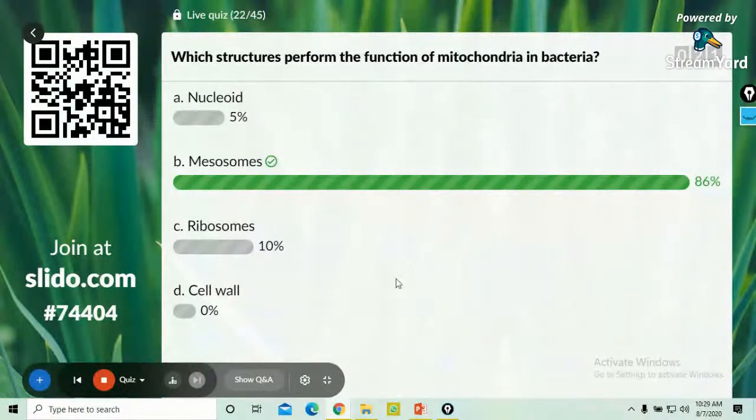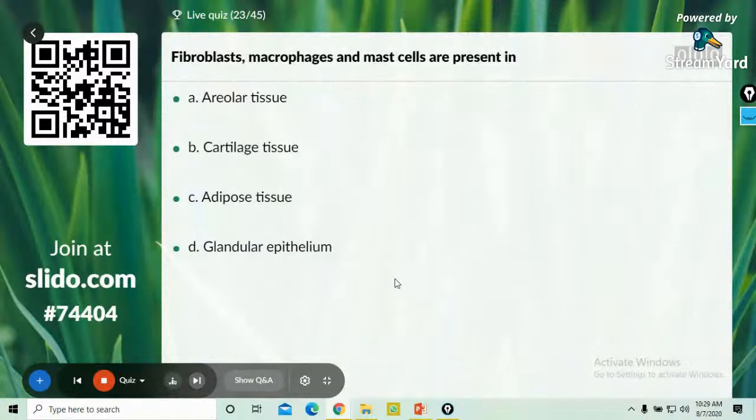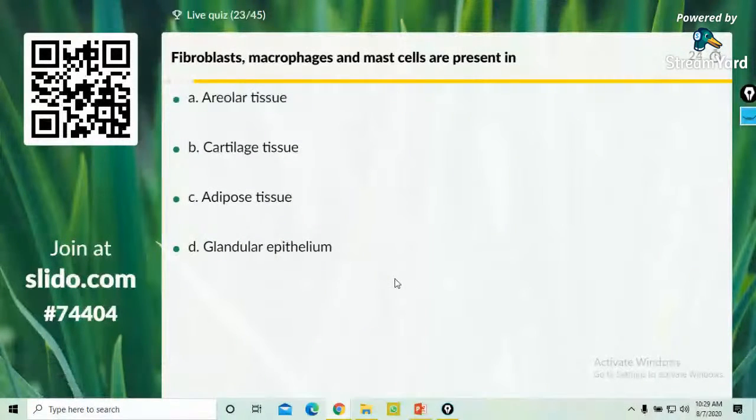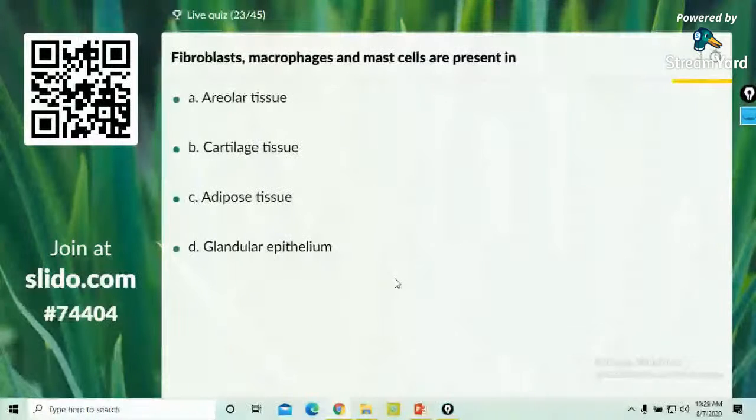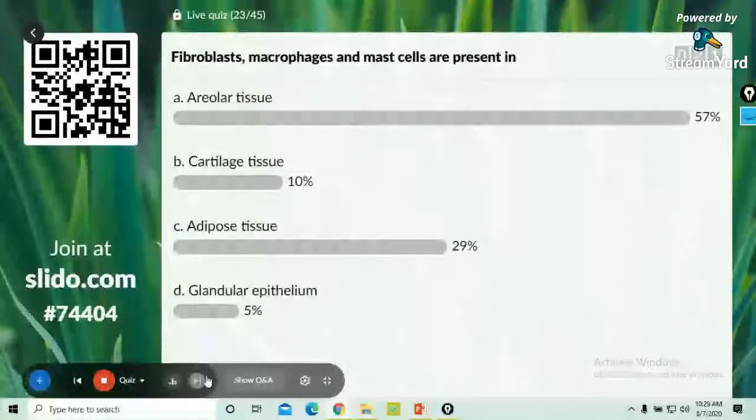23rd question. Simple question from structural organization in animals. Fibroblasts, macrophages, and mast cells are present in areolar tissue, cartilage, adipose tissue, glandular epithelium. Fibroblasts, macrophages, mast cells are present in. Yes, absolutely. 57% with the correct answer, areolar tissue.